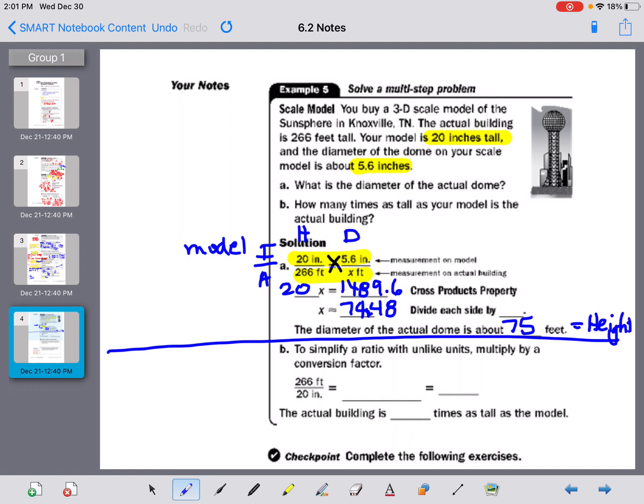So that's the actual, right? About 75 feet high. All right, set it up with your image and your actual and go from there.